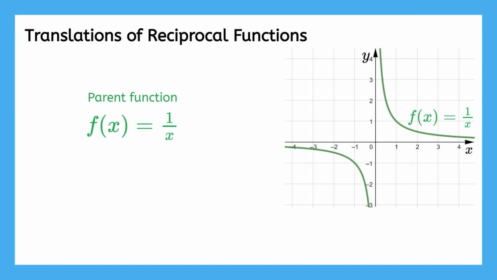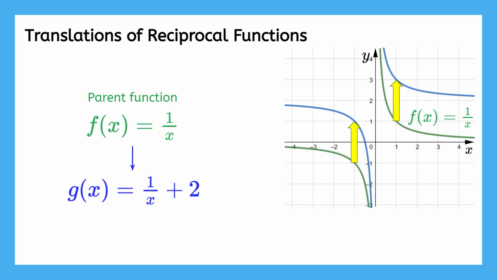Now that we've explored translations with a function we already knew, let's explore translations of the reciprocal function 1 over x. So what would the graph of 1 over x plus 2 look like? Well, since this plus 2 is just tacked on to the end of the function, this is a vertical shift. For vertical shifts, we go the direction you would assume based on the 2 being positive. Every point on the graph would be shifted up by 2 units. So this is what it would look like.